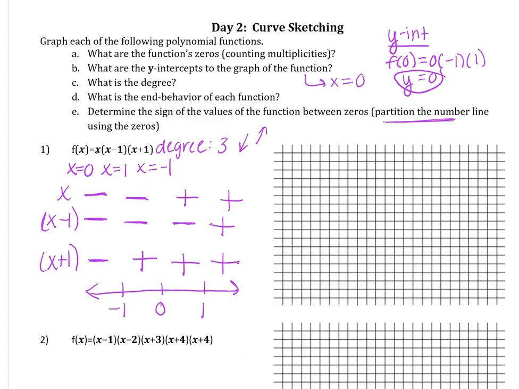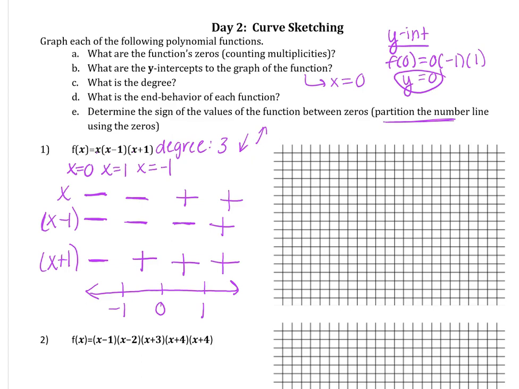Something else to note here is that the root of x plus 1 is -1. So everything to the left is negative, everything to the right is positive. The root of x minus 1 is +1, so everything to the left is negative, to the right is positive, and the root of x is 0, everything to the left is negative, everything to the right is positive.